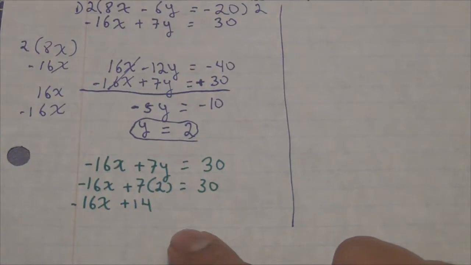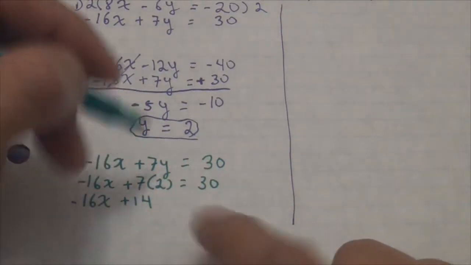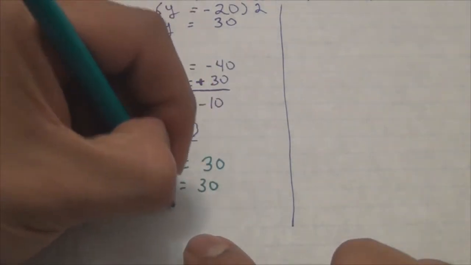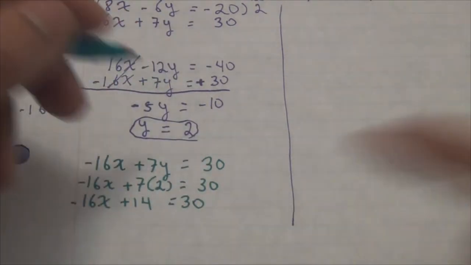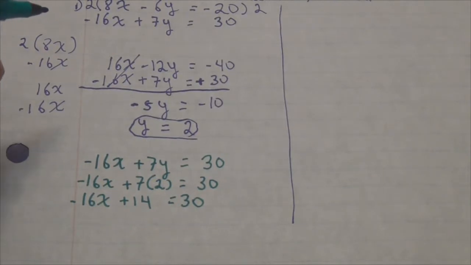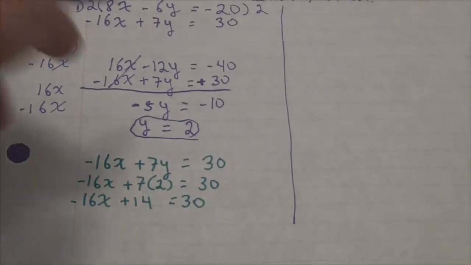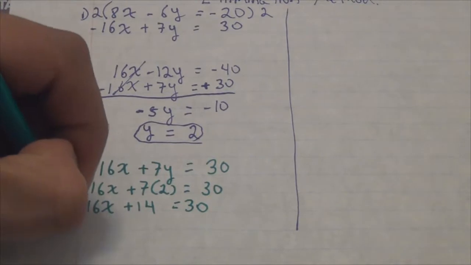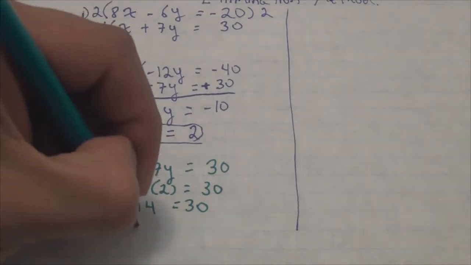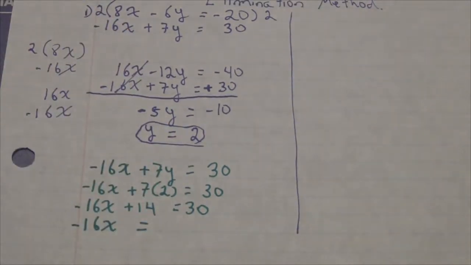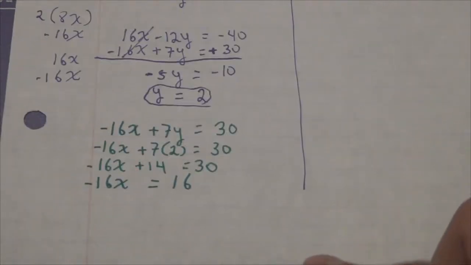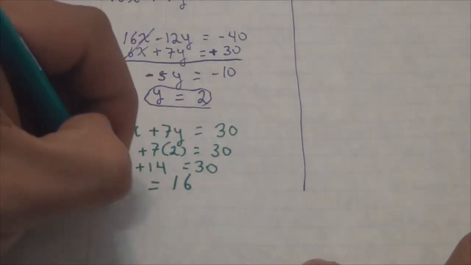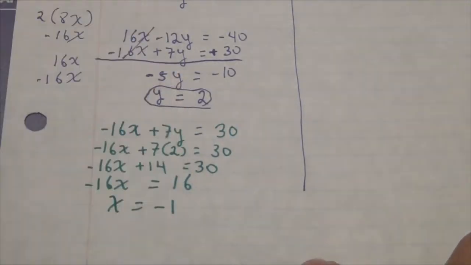In the future, you don't have to do all this. If you can just calculate right away, then you do it. Equaling 30. Now we solve for x. So we're going to subtract 14 from both sides. So we do minus 14, right? So you get negative 16x equals, what is 30 minus 14? 16. And now we divide by negative 16, and x is negative 1.